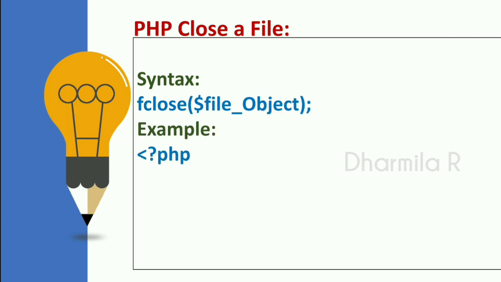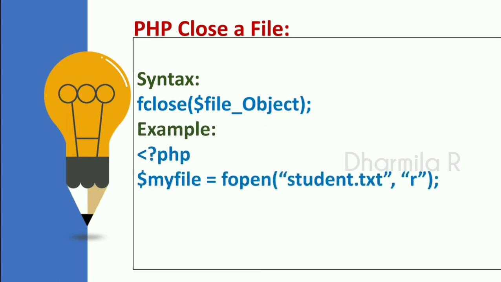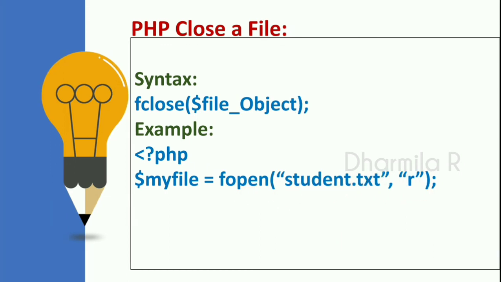So for example, open PHP tag. So here we have $myfile equal to fopen. So the fopen function is used to open a file, and after opening the file we can close the file using the fclose function. So the parameter is just the object name. You have to specify the object name. The object name is myfile. With that the program is over. You can write the PHP close tag.